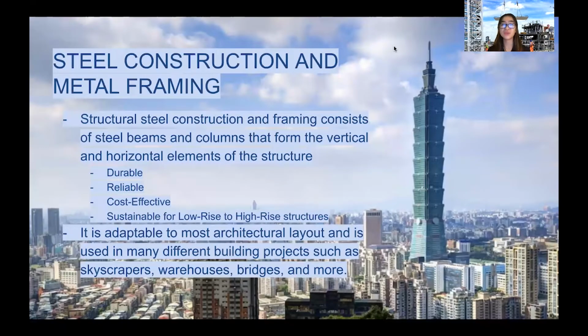To introduce you to steel construction and metal framing: structural steel construction and framing consists of steel beams and columns that form the vertical and horizontal elements of the structure. It is durable, reliable, cost-effective, and sustainable. It is adaptable to most architectural designs, and it can be used for skyscrapers, warehouses, bridges, and many other different building projects.